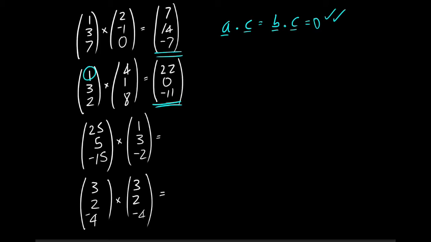On to the third one. Okay, so this time I think I might take a common factor out just to show us doing that, because I see that this 25, 5, 15 chap is going to lead to some pretty big numbers.